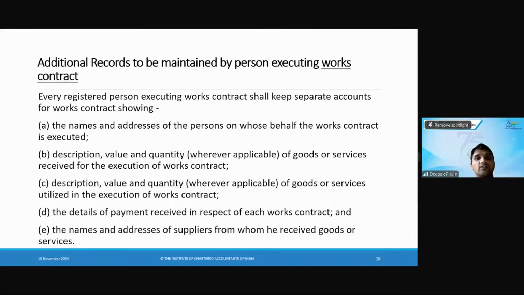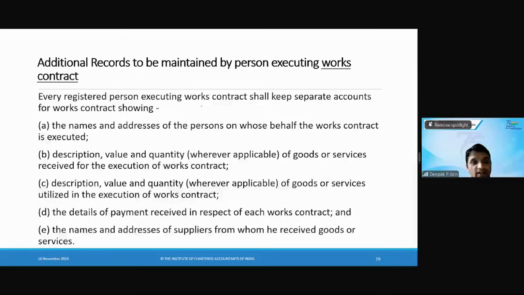Then additional records to be maintained by a person executing works contract. Works contractor का मतलब क्या है? Who is executing an immovable property. अगर वो movable property है जिसमें goods और services दोनों include होते हैं, he will not be treated as a works contractor. A works contractor under GST law is one who deals with construction, alteration, repair, maintenance of an immovable property. So if it's an immovable property work, then only he's a works contractor.